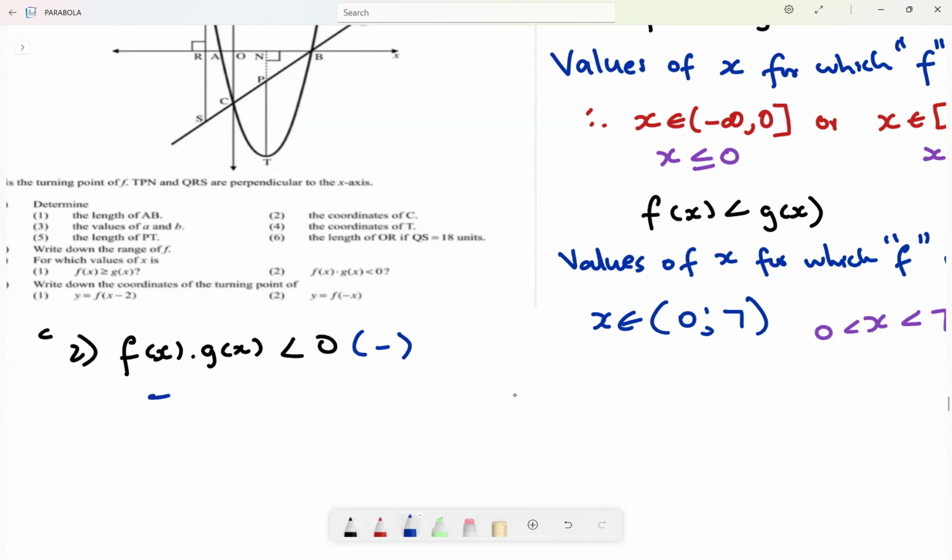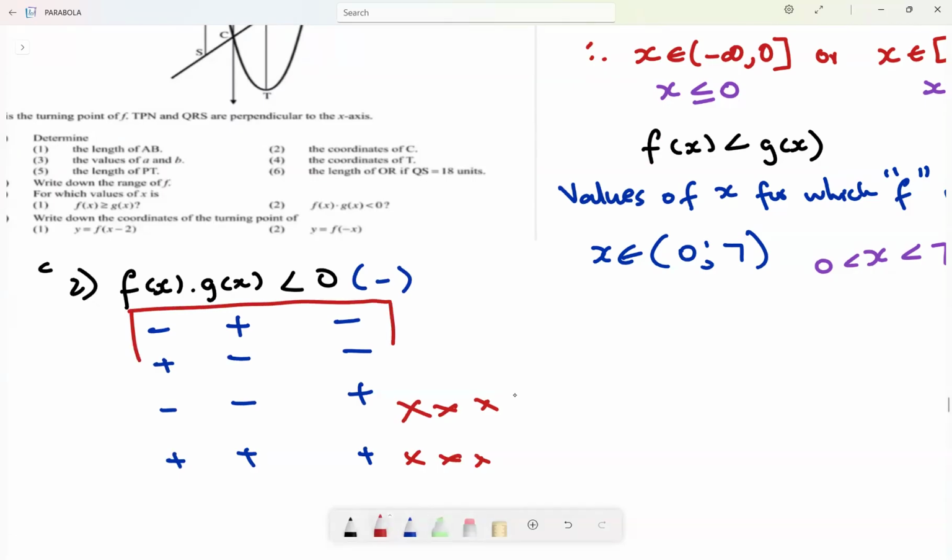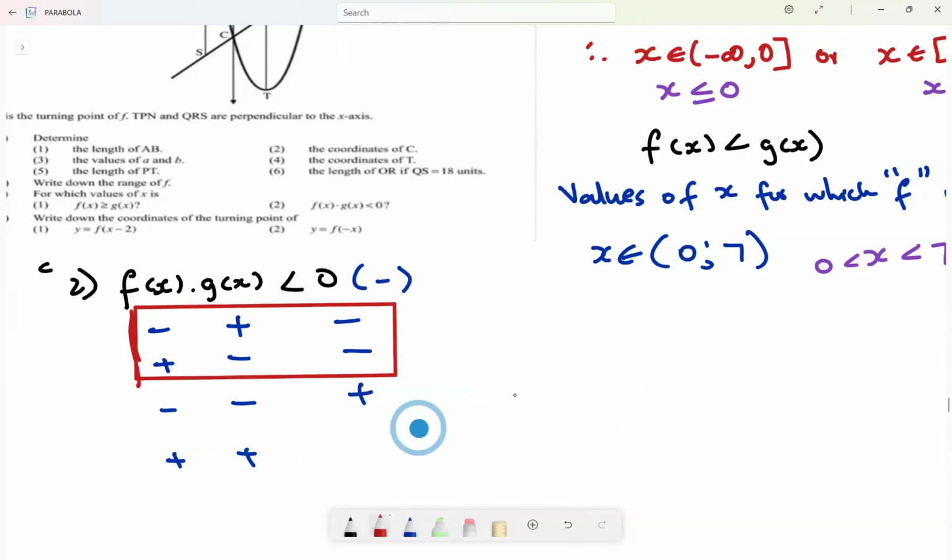If f was to be negative, multiplied by the positive of g, this will result in what? In negative. This is what I want. Or if f is positive and this is negative, it will result in negative. But negative and negative multiplied is going to give me positive, so I do not want this. Or positive and positive is going to give me positive. I do not want this. So I want this portion. This one. How am I going to do that?